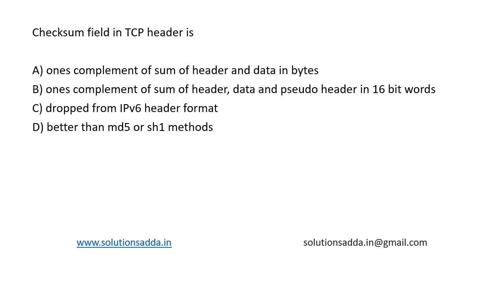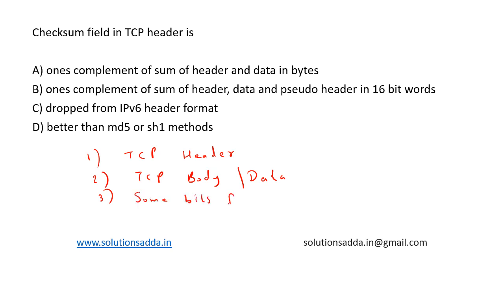Checksum field in TCP header consists of, and options are given. Actually, checksum in TCP header consists of three important points. First one is the TCP header. The second one is the TCP body or the data. And the third one is some of the bits from the IP header as well. This is called the pseudo header. So taking the sum and finding the ones complement, this is how the checksum field is calculated in TCP header. So option B, ones complement sum of header, data and pseudo header in 16-bit words. This is the correct answer.